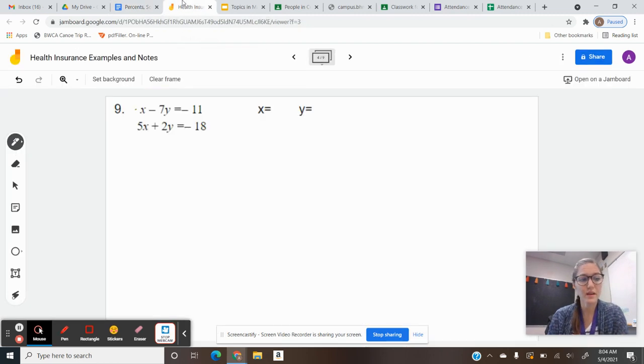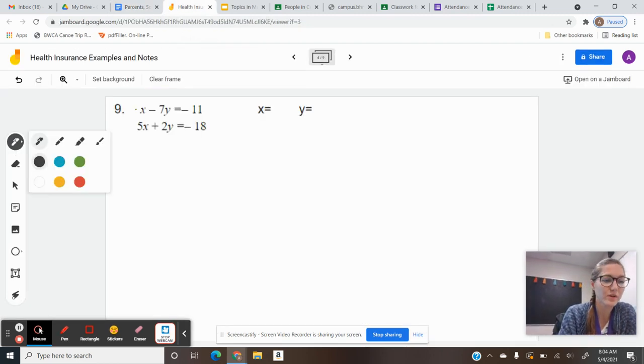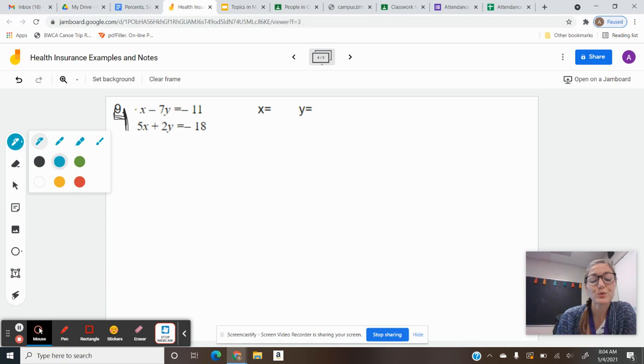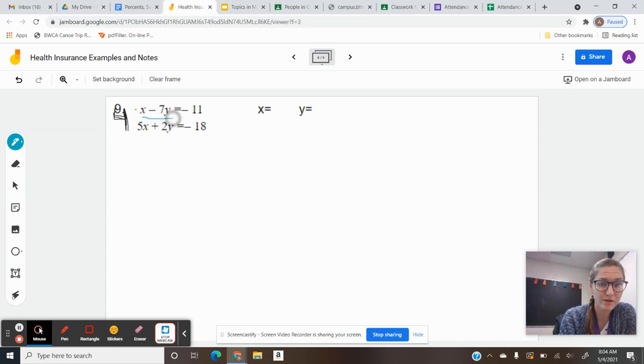Okay, so the first thing that you're going to do, we're going to go ahead and do number 4 together. Don't worry, this is number 4 for you guys, not number 9. Number 4. So the first thing that you're going to do is choose one of these equations to solve for x. So let's go ahead and do this one to solve for x. I'm just going to write it down here.